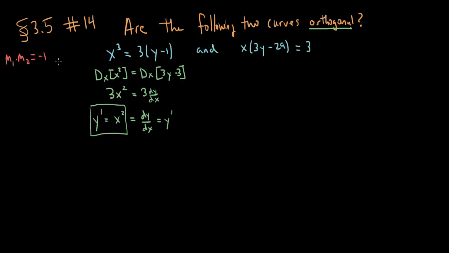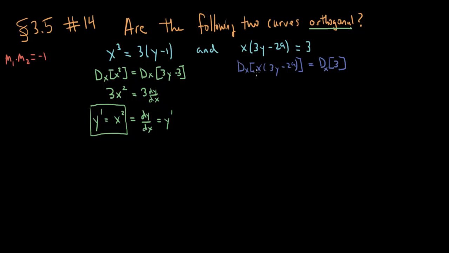Now let's look at the other one over here. If we take the derivative of both sides of this equation, I'll just leave it as is. So we'll take the derivative of the entire left-hand side, that's x times (3y minus 29), equals the derivative with respect to x of 3. The right-hand side here is easy. That's just 0. It's the derivative of a constant. But this left-hand side over here, that's a quotient rule. Not a quotient rule, that's a product rule.